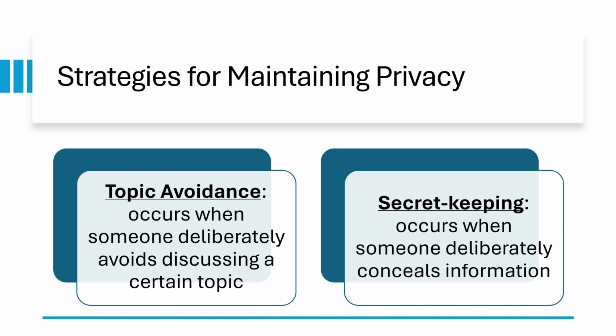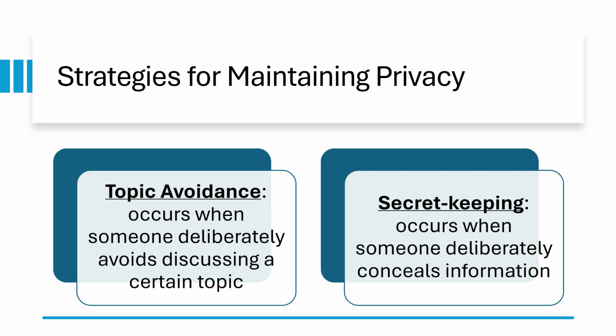So if we're concerned about our privacy, what are some things that we can do to make sure that we manage or maintain that privacy? Just as a quick note, privacy management can also be thought of as information management because that's really what you're doing. You have information, it's your information, and you're trying to make sure that you maintain control over that information.